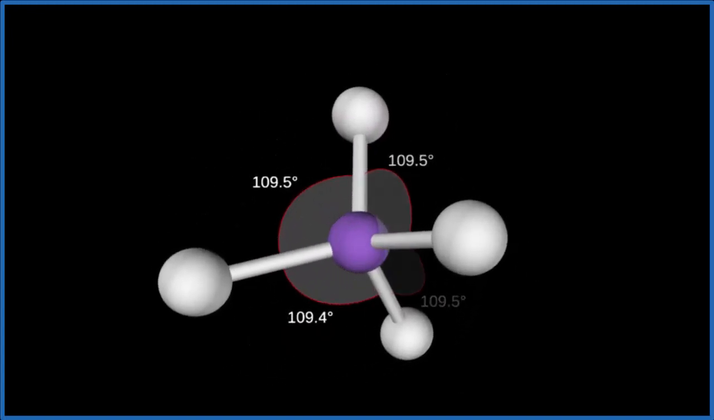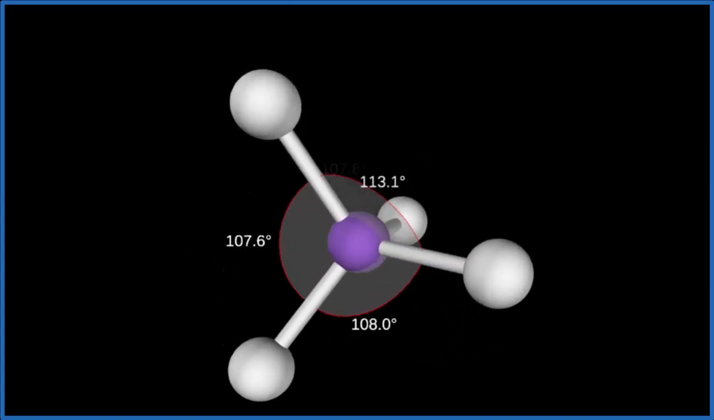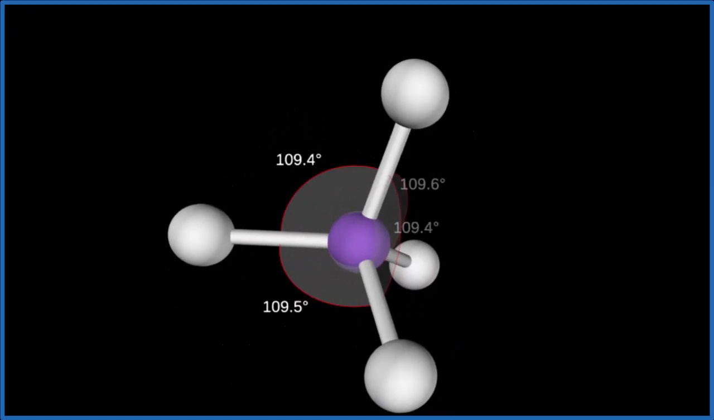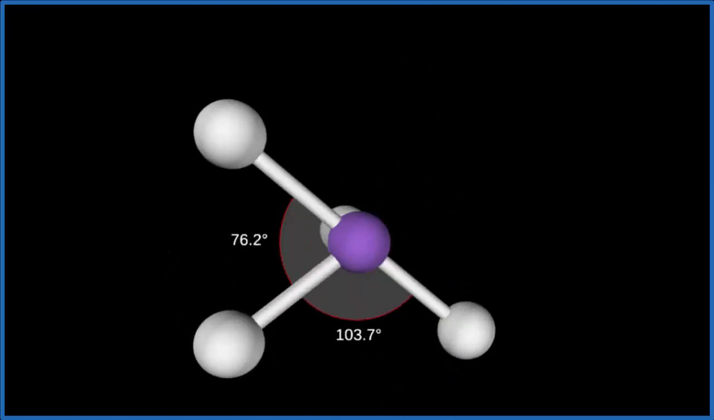So the molecular geometry for SiO4 4-, the silicate ion, that's tetrahedral. The electron geometry, that would also be tetrahedral because we don't have any lone pairs here on the central atom. Let's go back to our structure.